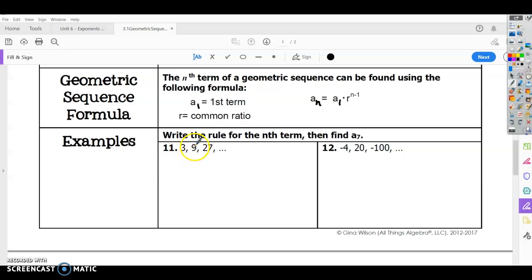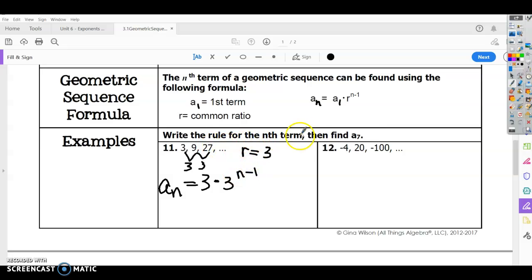All right, so let's look at a couple examples here. So if we do 9 divided by 3 is 3, 27 divided by 9 is 3, so we can say our common ratio is 3. All right, so we want to find the 7th term. Okay, so we know that we can write this as a subscript n equals our first term, which in this case is 3, times our common ratio raised to the n minus 1 power.